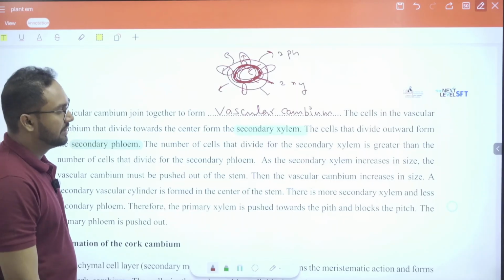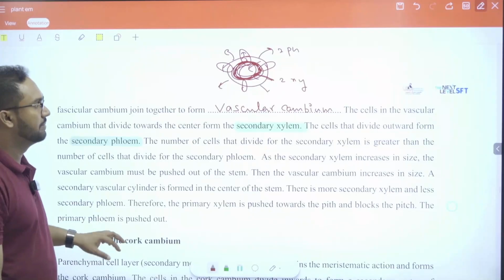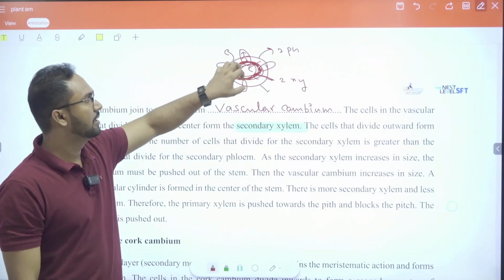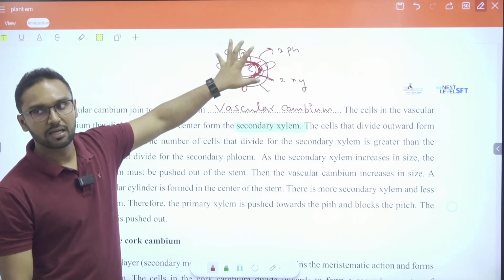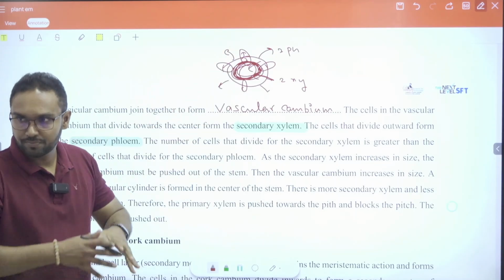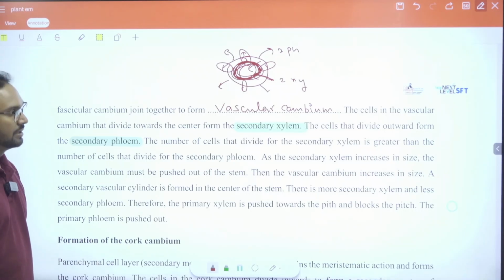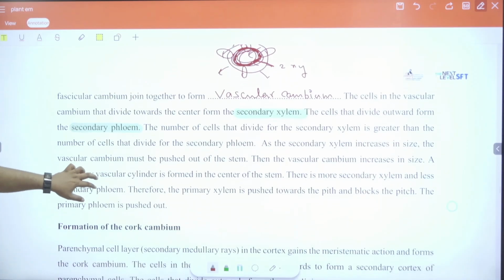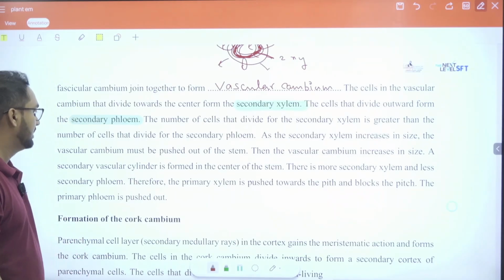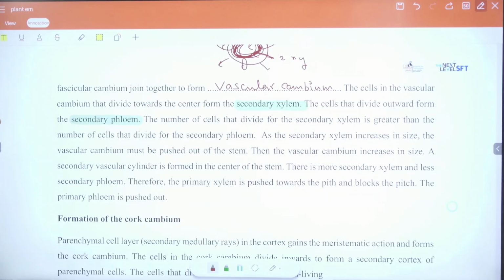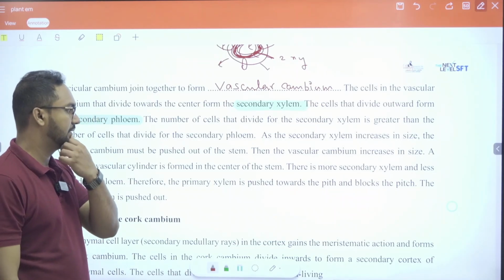As the secondary xylem increases in size, the vascular cambium must be pushed out of the stem. දැන් cells හැදෙනකොට pressure වෙනවනේ. එතකොට vascular cambium එක මොකද වෙන්නේ? එළියට තල්ලු වෙනවා. එළියට තල්ලු වෙලා ලොකු වෙනවා. ඒ කියන්නේ vascular cambium එකේ radius එක වැඩි කරගන්නවා. The vascular cambium must be pushed out of the stem. Then the vascular cambium increases in size, right? A secondary vascular cylinder is formed in the center of the stem.